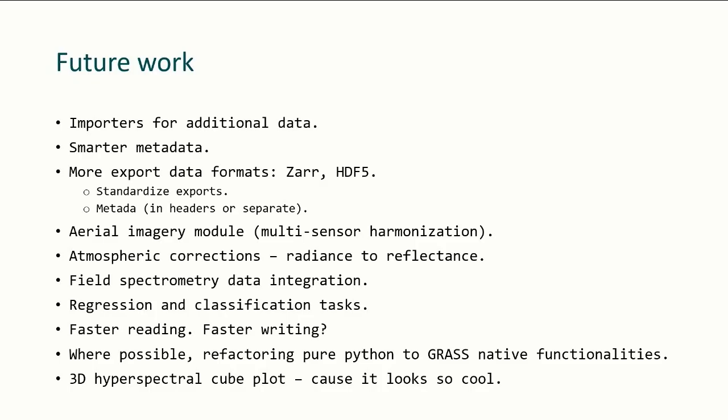We also want to do an aerial imagery module. Sometimes you have two cameras, just visible infrared and shortwave, and you have to put them together. We know how to do that, but we did not have time. Then atmospheric correction, field spectroscopy, and so on. This to-do list is going to end up on GitHub in a proto roadmap.